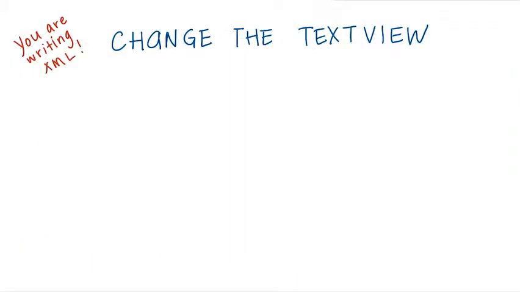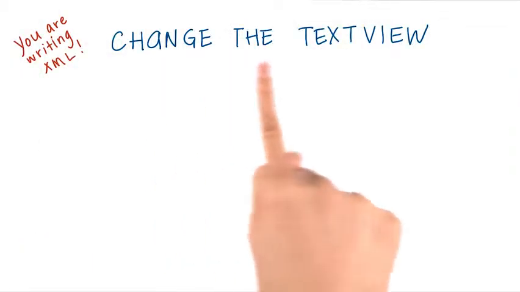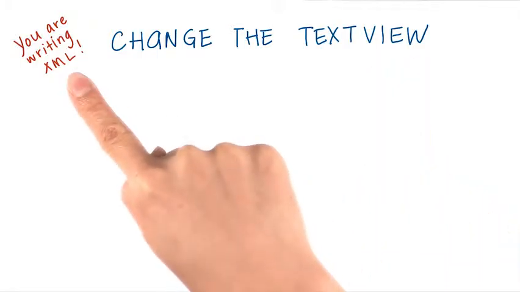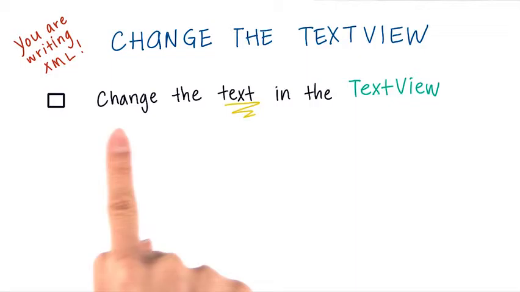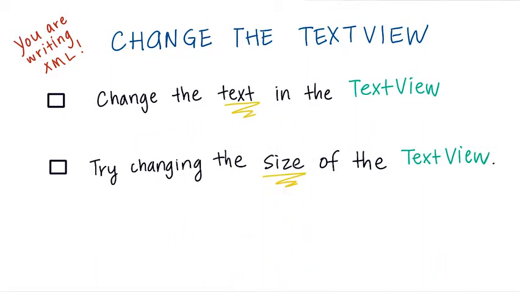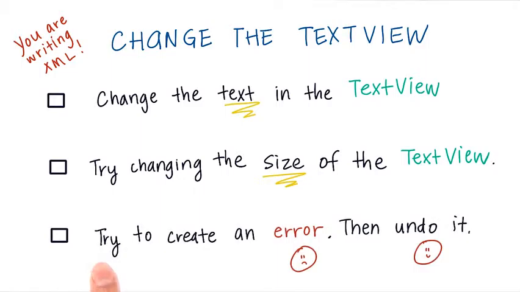So with all of this knowledge, I want you to try and change the TextView code now. You're going to be writing your very first lines of XML. How exciting! So first, try to change the text in the text view, and then try to change the size of the text view. Then, I want you to try to create an error, sad face, and then I want you to undo it, happy face.